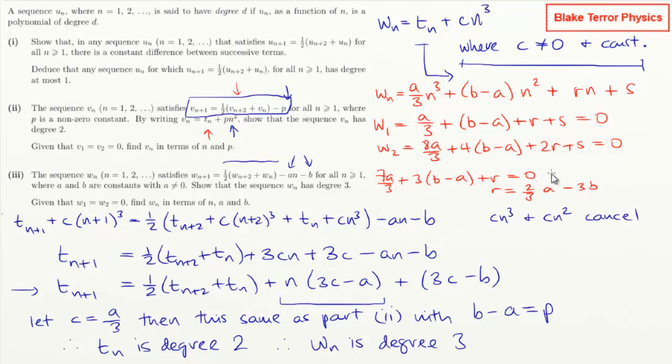And then what am I going to have for S then? So S is going to be equal to 2/3 of A minus B minus R. So that's 2B. So minus 2/3 of A plus 3B. So S is equal to 2B. I'll run out of space on the screen now, but I'm just putting those two values of R and S into here. And then we've got Wn.